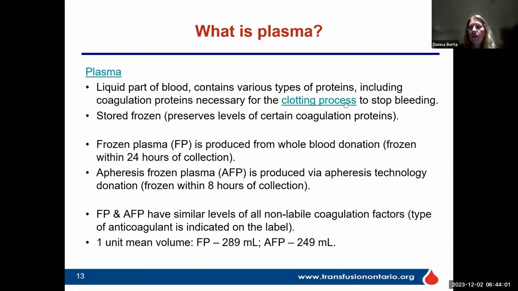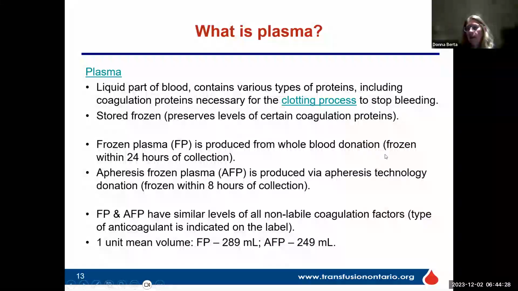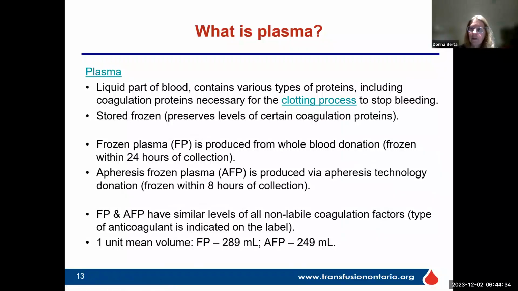And this link takes you to some more information about the clotting process. We're not going to discuss that at any length today due to the time constraint. Plasma as well is stored frozen because that does preserve the level of the coagulation proteins. And these 2 points are the same whether we're talking about plasma from CBS or SD plasma from Octapharma. So Canadian Blood Services traditionally has manufactured frozen plasma, or FP, and that's collected from a whole blood donation where it's centrifuged into the 3 components, and then the plasma component is frozen within 24 hours.